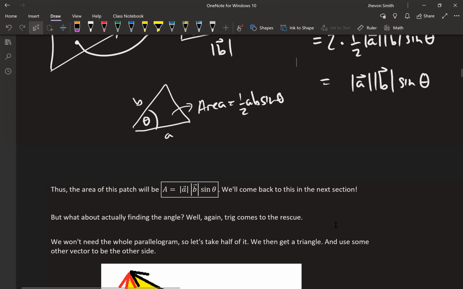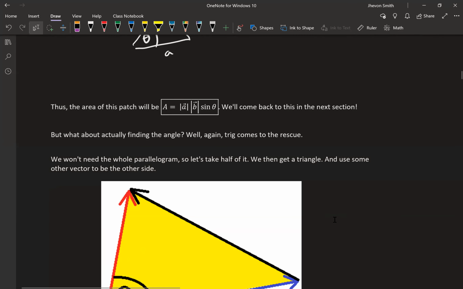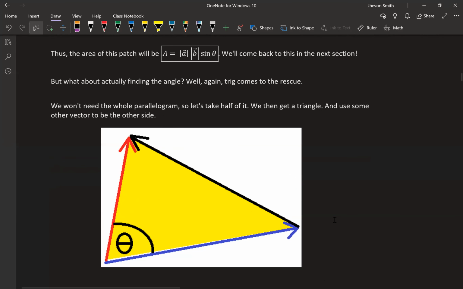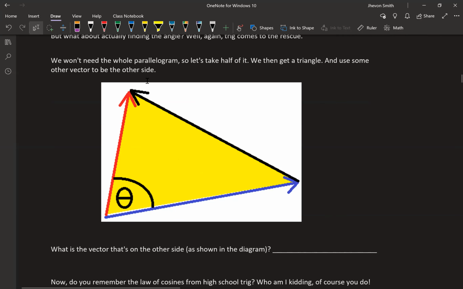Okay. Now, how would we actually go about finding the angle? Let's say I don't know the angle. So let's find the angle.